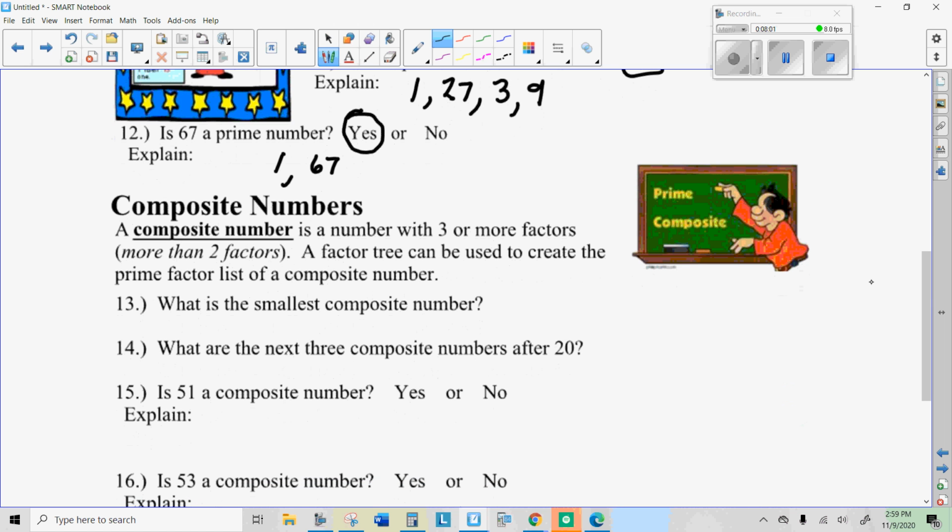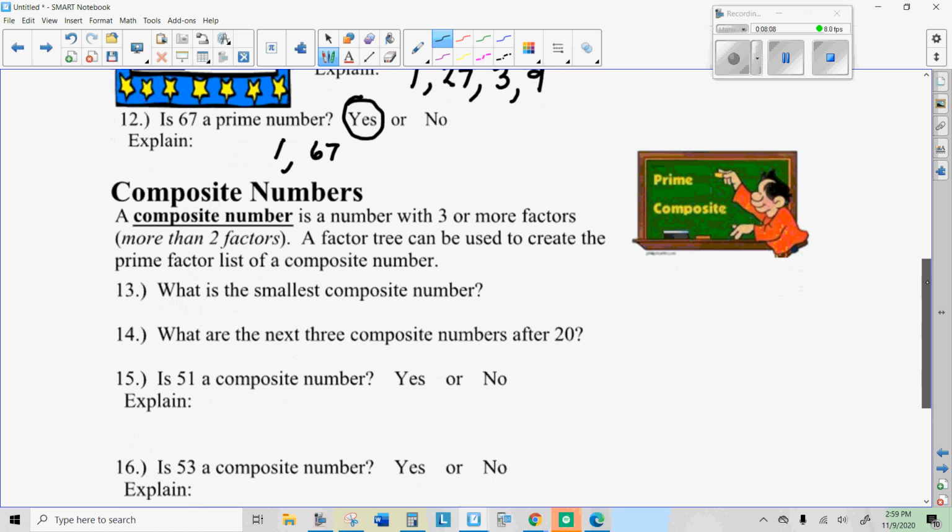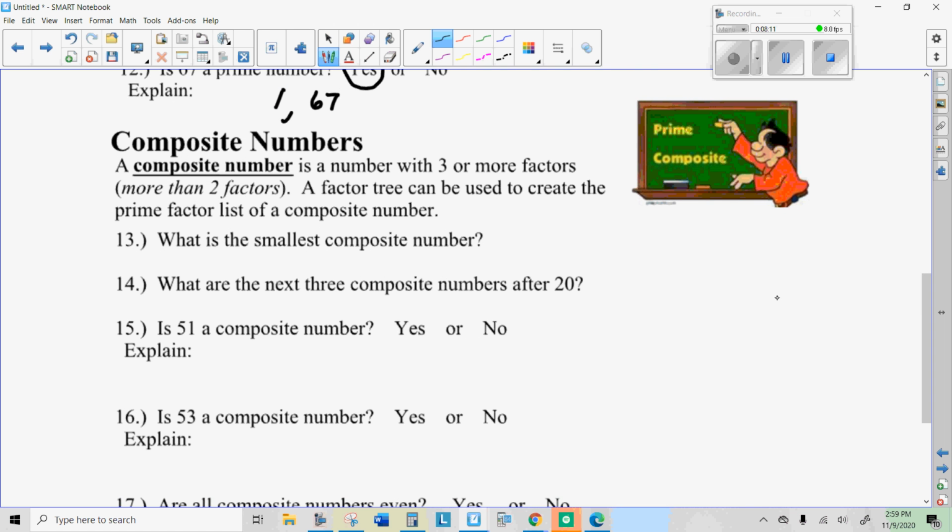Okay. So a composite number is a number with 3 or more factors, so more than 2 factors. A factor tree can be used to create the prime factor list of a composite number. What is the smallest composite number? I believe that is 4, because 4 has 1 as a factor, 2 as a factor, and 4. So it is the first number that has 3 or more factors.